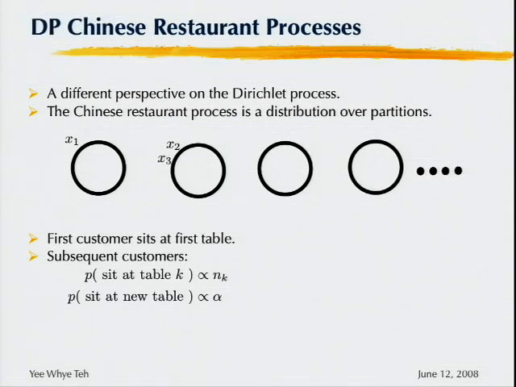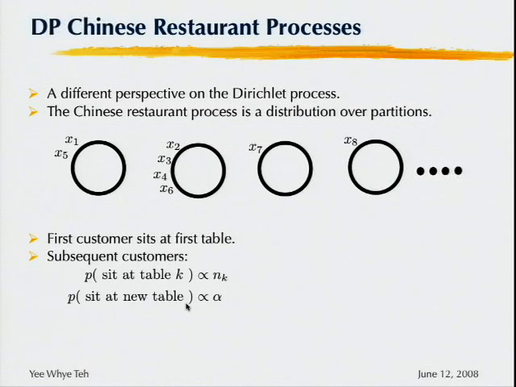So the first customer sits at the first table. The second customer could choose between sitting with the first customer or at a new table, and then the third customer could choose between sitting with the first customer, the second customer, or at a new table, and so forth. Subsequent customers will sit at table K with probability proportional to the number of customers sitting around table K at that time, and will sit at a new table with probability proportional to a parameter alpha.